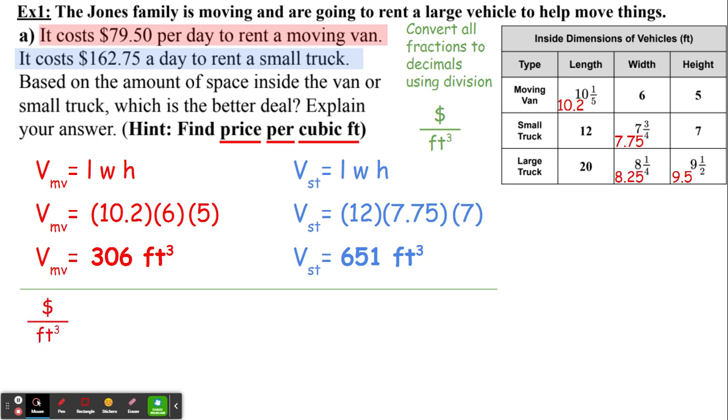Okay, we want to find the price per cubic foot. So how much was it to rent the moving van? We said it was $79.50. So take the price, divide by how much volume the moving van has, and when you divide those, you get 26 cents, because we rounded it off.